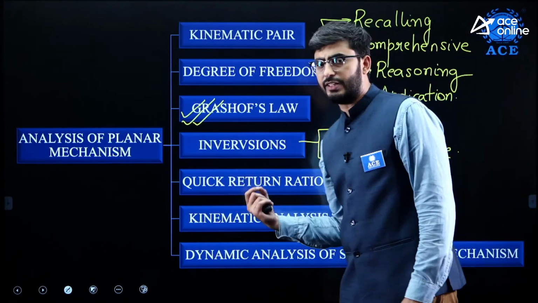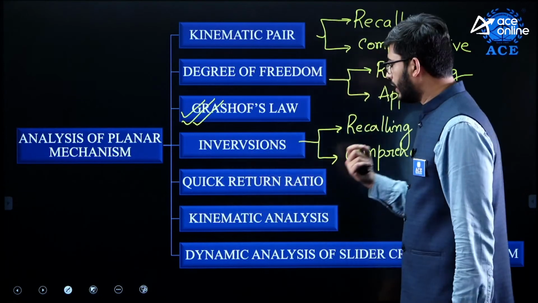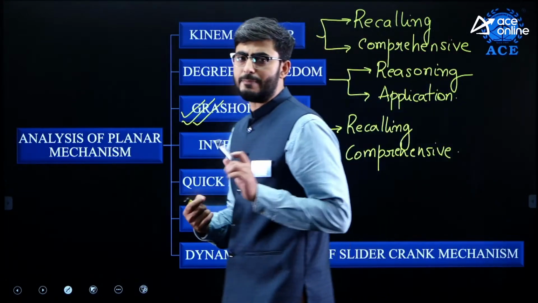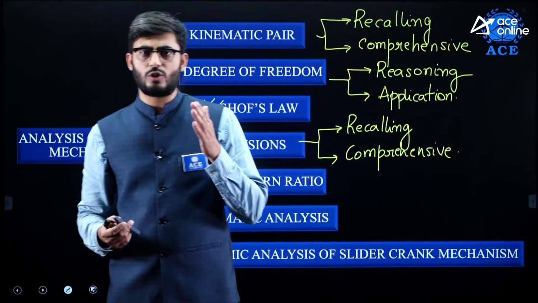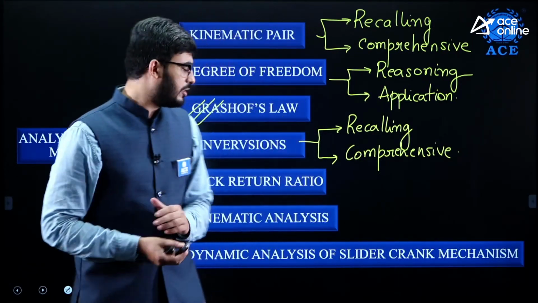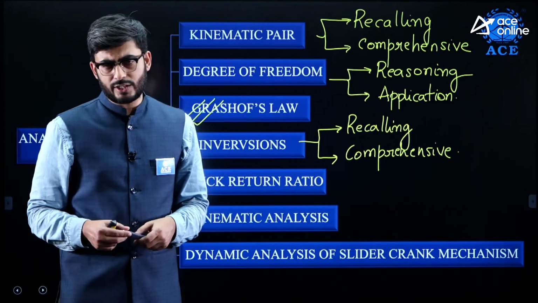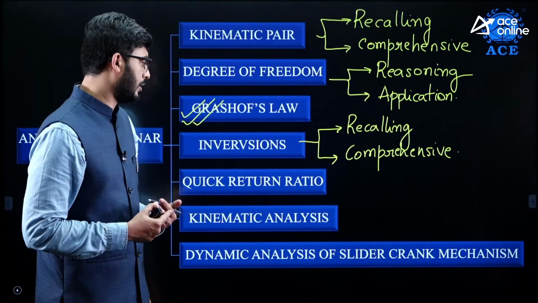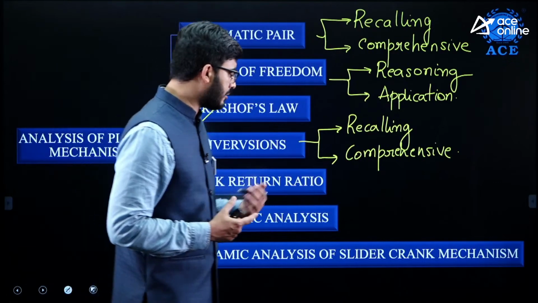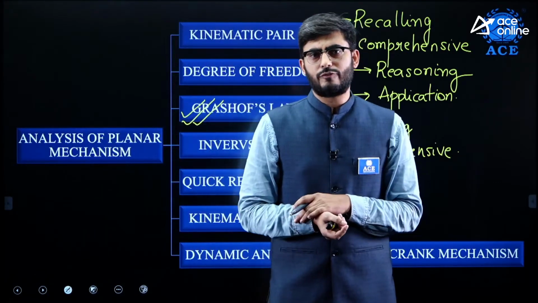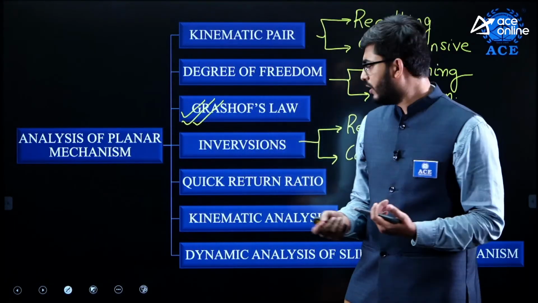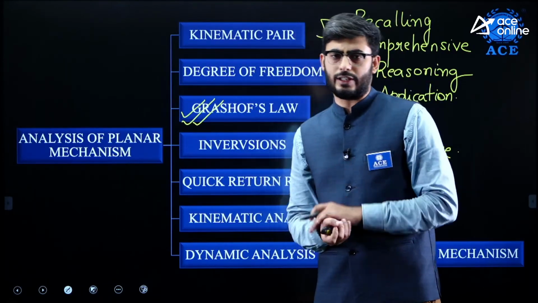Okay, and quick return ratio, guys. In quick return ratio, we have 3 mechanisms in our syllabus. One is the offset crank slider mechanism. Next one is the crank and slotted lever mechanism. And the next one is the Whitworth quick return mechanism. So the question that can be expected from here is the calculation of the quick return ratio or the calculation of the stroke length.